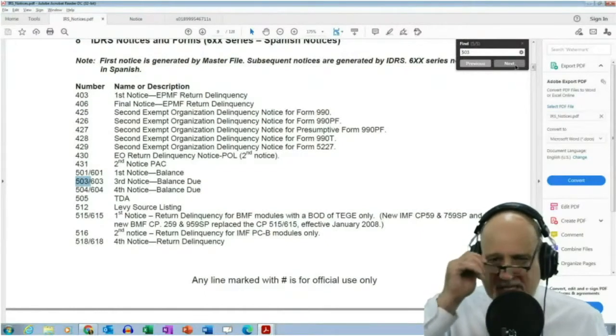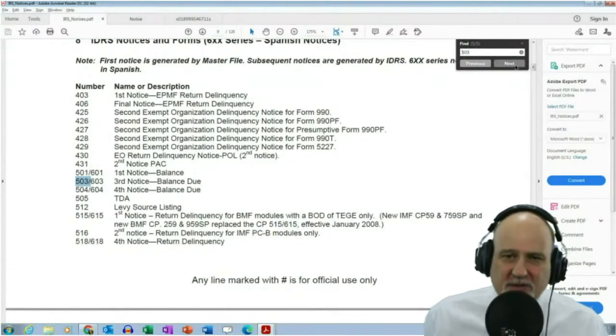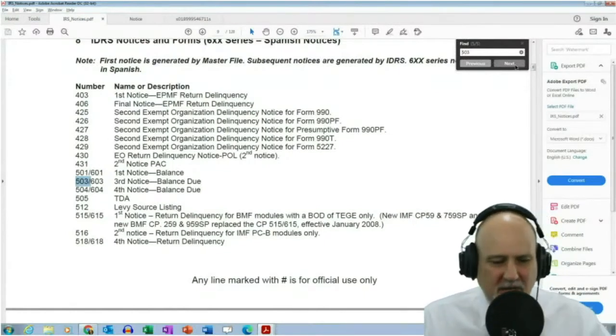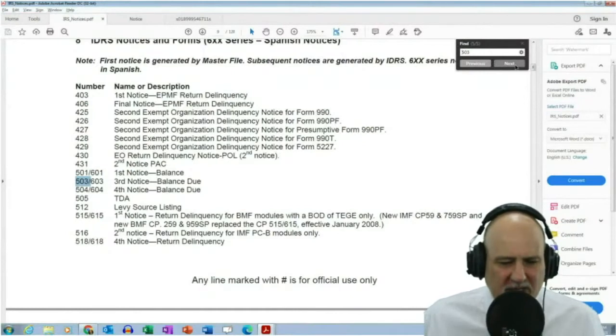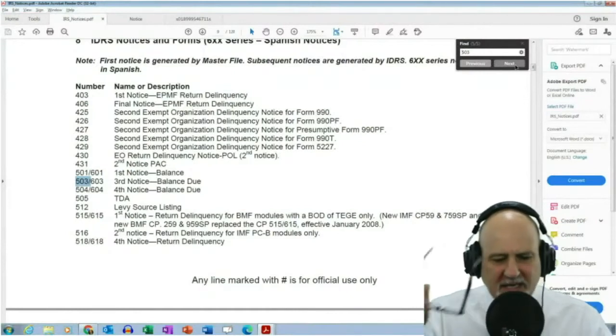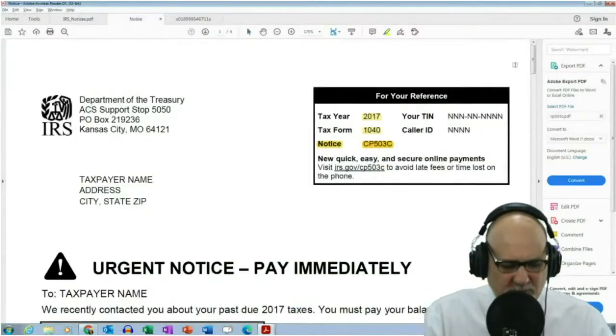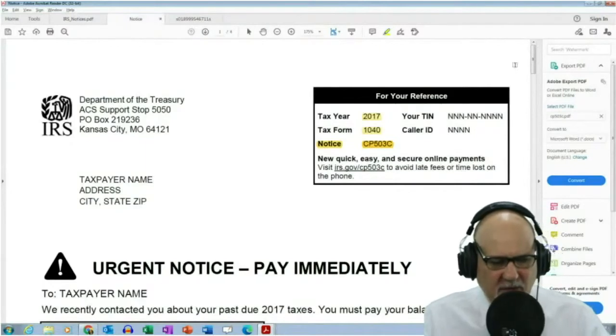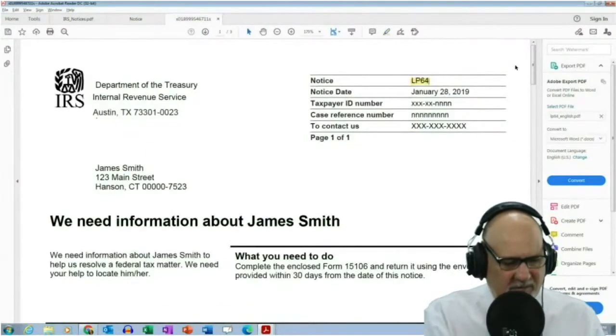They actually send you more notices than the law requires, because it's automatic and they just send them out. And so here's CP 503, and here it is: urgent notice, pay immediately, and they'll always give you a deadline. Here's another version.